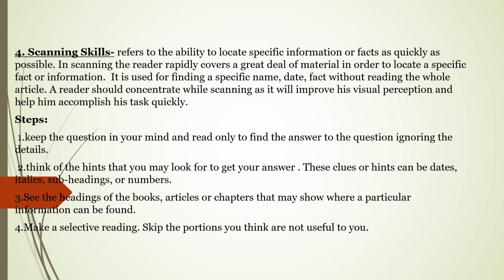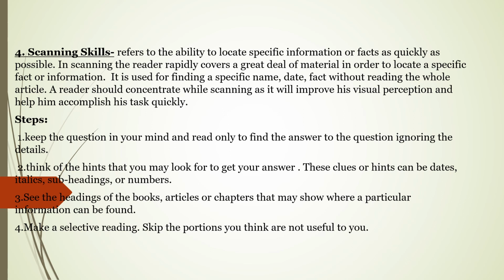So how does it go about? It goes about like this: leave the question in the mind and read only to find the answers to it. Ignore the details. Once you've skimmed, you know the structure, and then you just jump into that part of the text which contains the information. Then think of the hints that you may look for to get your answer. These clues or hints can be dates, italics, subheadings, or numbers. All right. And see the headings of the books and articles and chapters. They may show where a particular piece of information can be found.